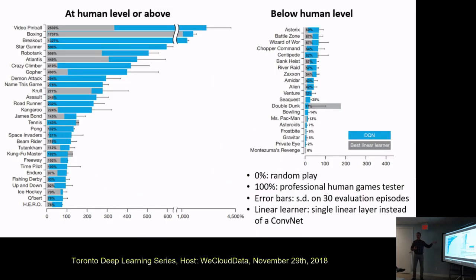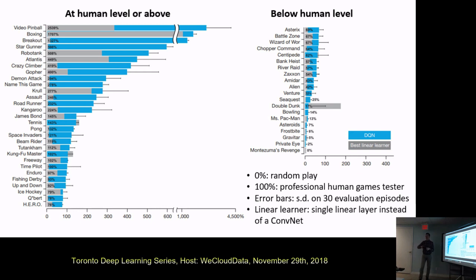So they had 49 games, and the results are that in 29 of these 49 games, their agent outperformed human players. So they actually had a professional game tester. How old were they? As old as you. But these are the games where the agents performed better.